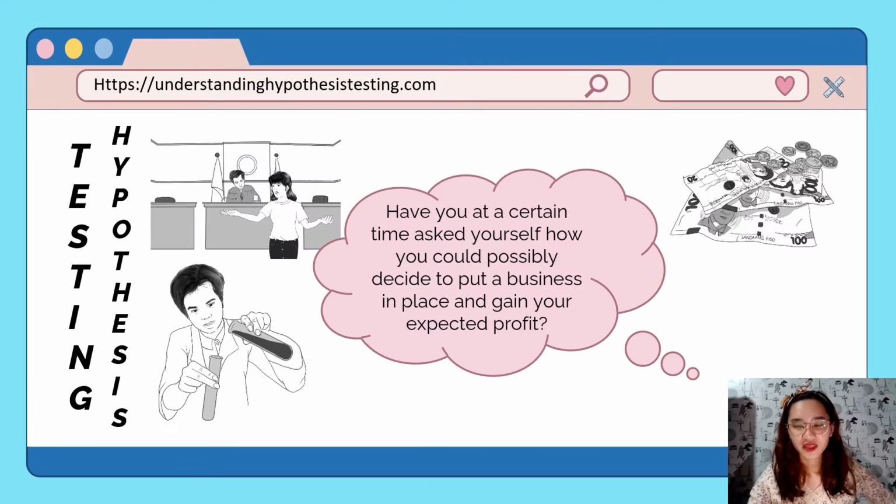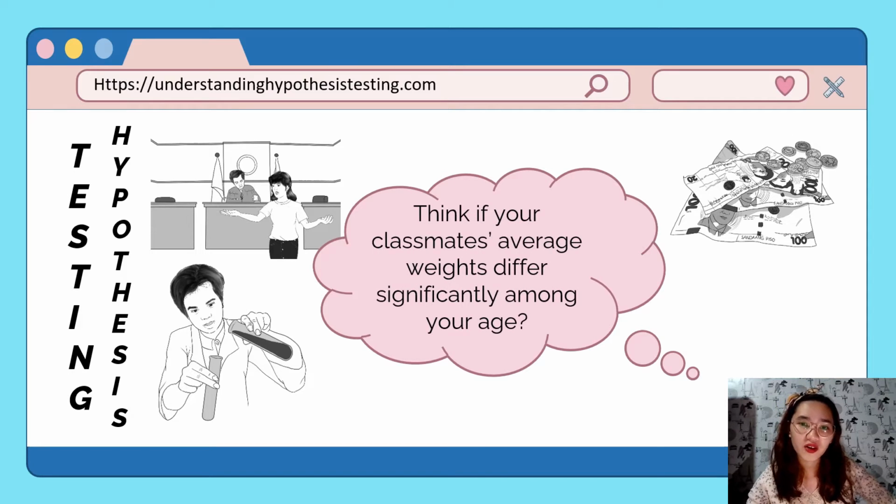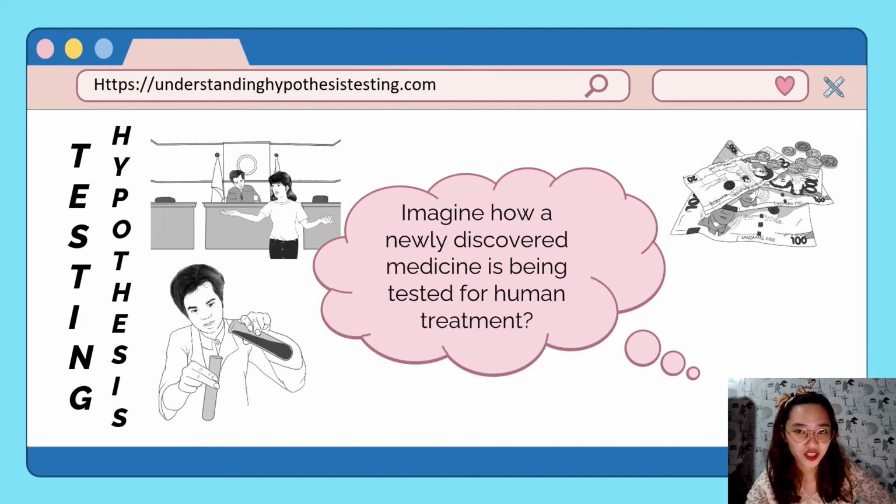Let's start. Have you, at a certain time, asked yourself how you could possibly decide to put a business in place and gain your expected profit? Or wonder if a judge in a trial could have given a wrong decision in determining who's guilty? Or think of if your classmates' average weight differs significantly among your age? Or imagine how a newly discovered medicine is being tested for a human treatment. So this lesson will help you make sound decisions in dealing with these kinds of situations.